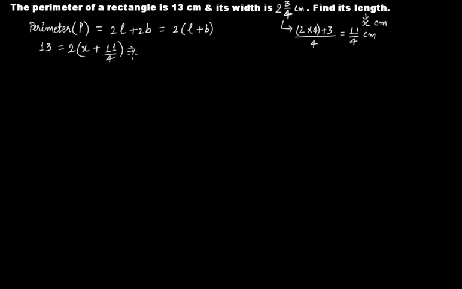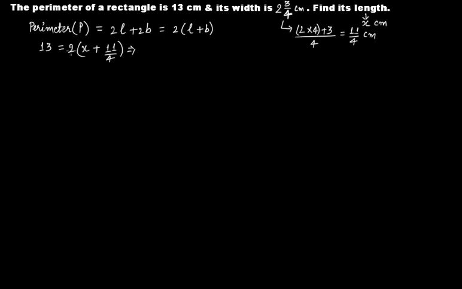Now if we solve it, this is 13 on the LHS. On the right hand side, this is 2 times (x plus 11 by 4). Now on the RHS, we only want x. At the end, we want the x because we have to find the value of x. So what should we do? First, try to get rid of this 2, right? First, we would like to get rid of this 2.